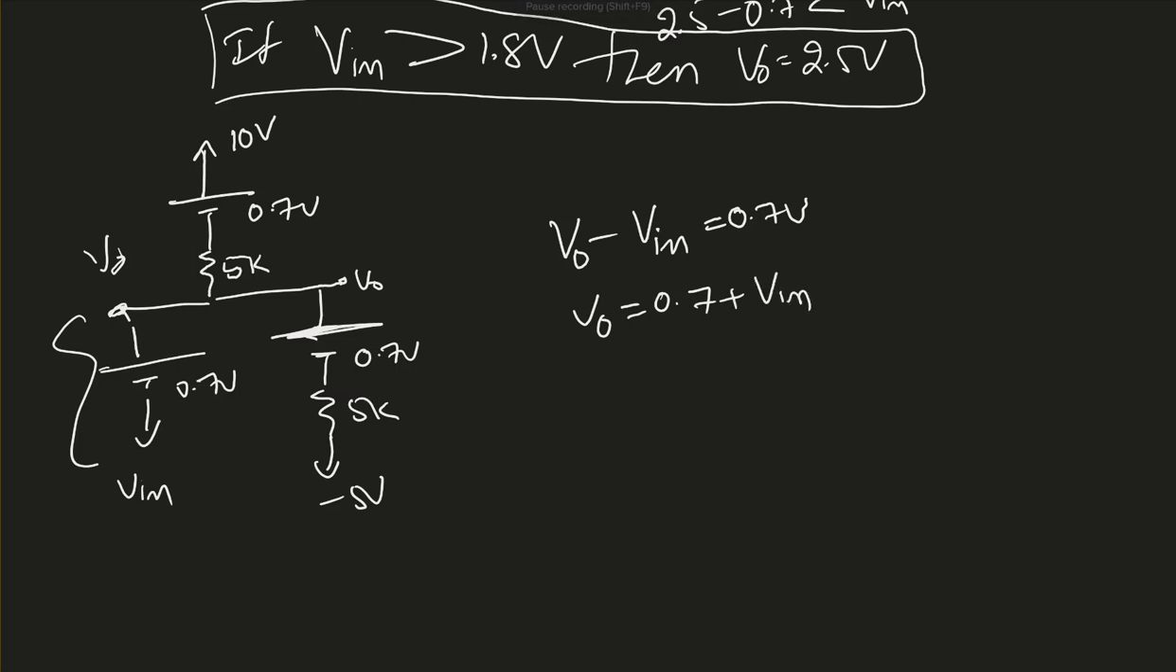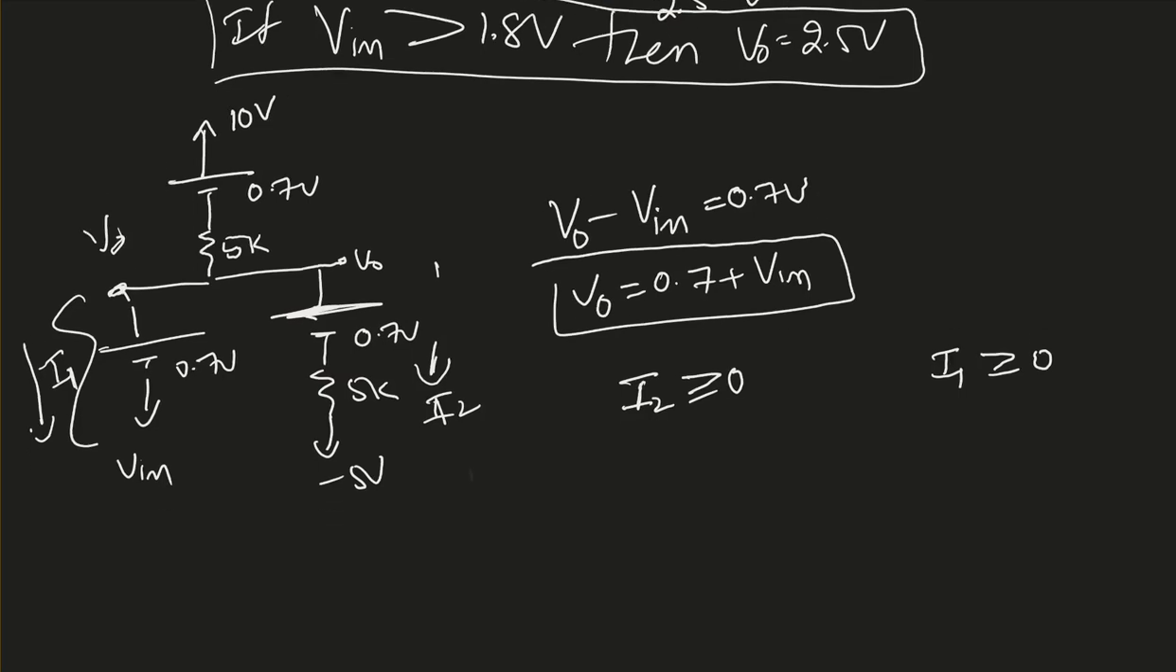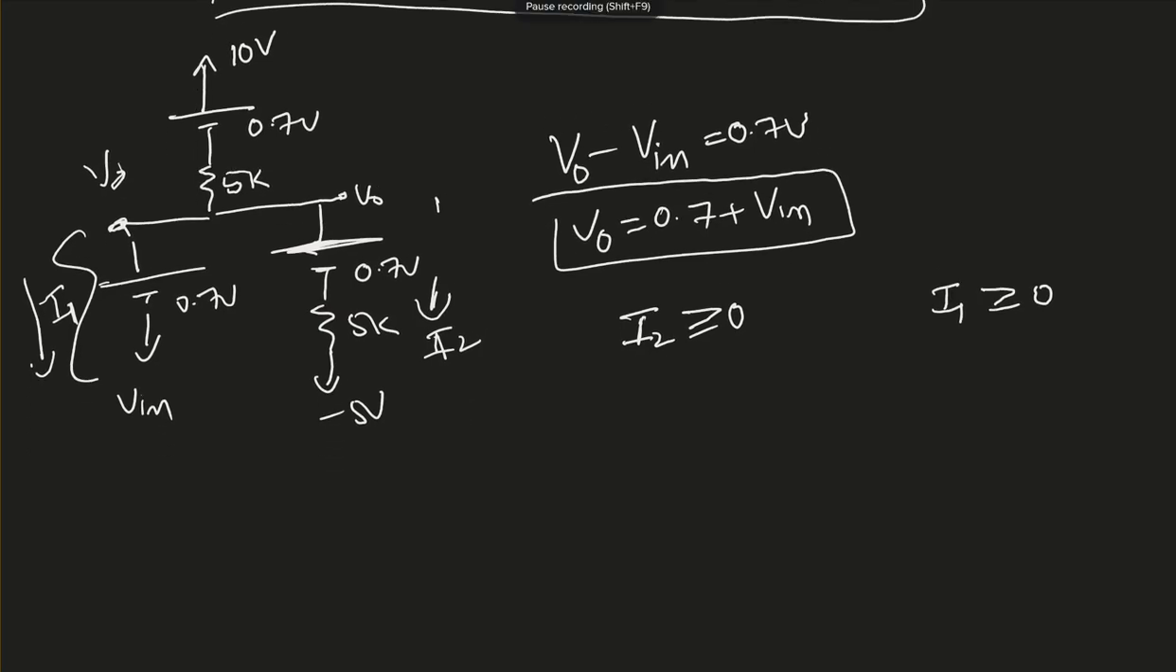Now I need to find out what the conditions are. To find the conditions, I'm going to take the current passing through this and label it I2, and the current passing through this, I'm going to label as I1. Since both diodes are acting like closed, I2 must be greater than or equal to 0. Same thing, I1 must be greater than or equal to 0. So let me solve for I2. I2 is right here, going through this 5k ohm resistor.